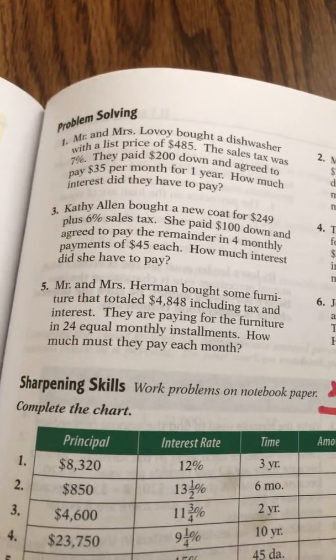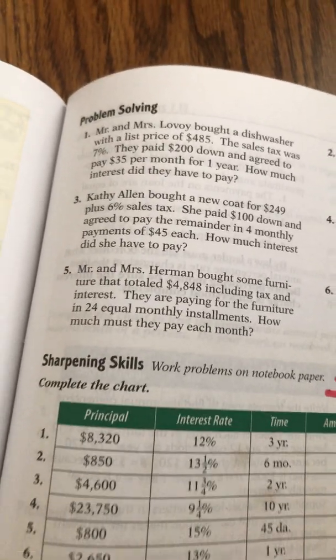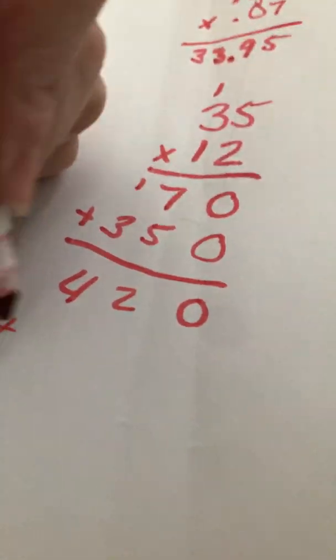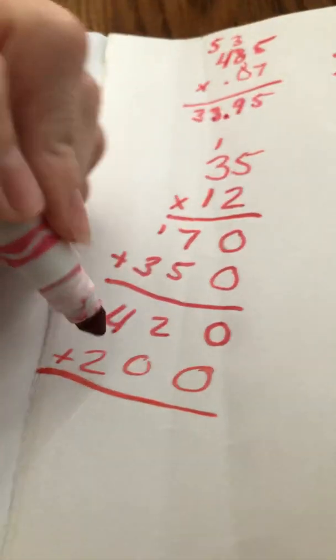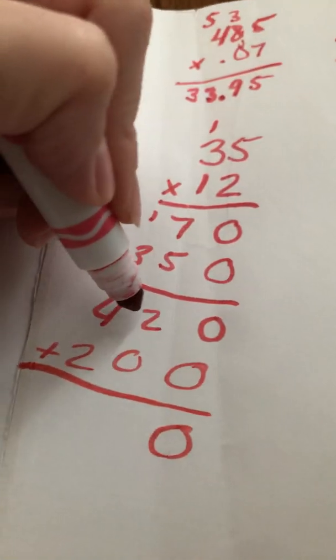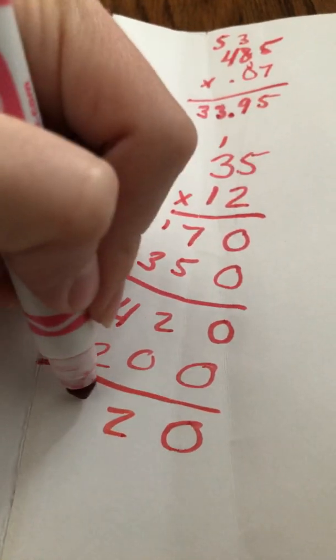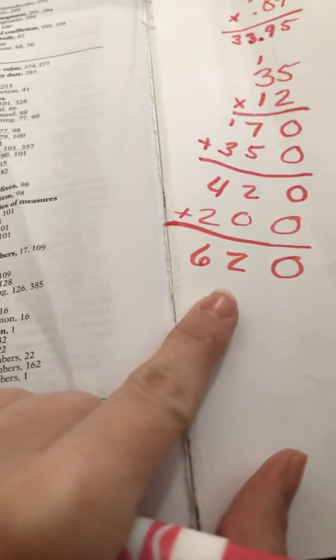But on top of that, you also had a down payment of $200. So you have to add that 200. So 0 plus 0 is 0. 2 plus 0 is 2, and 4 plus 2 is 6. So altogether you pay $620 in that first year.